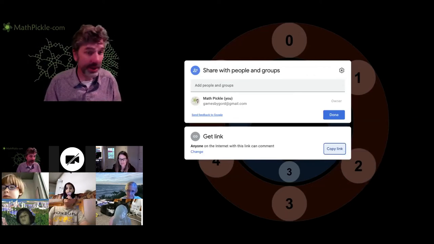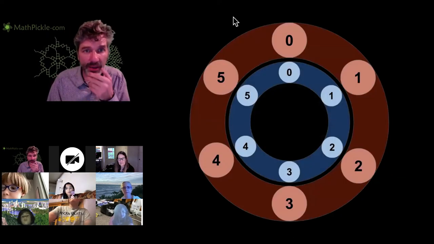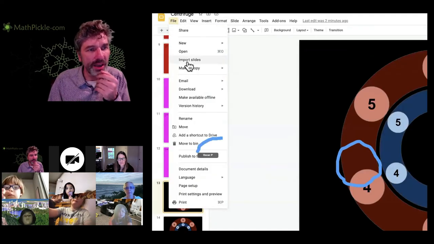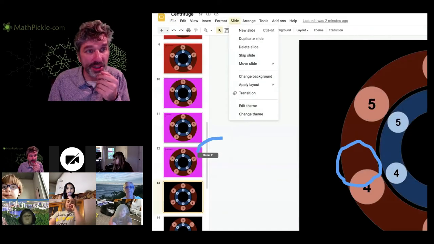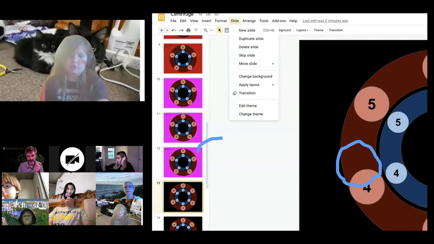There we go. So again, you will not be able to copy this. You will not be able to write on this presentation. Instead, what you have to do is go up here, go to file, make a copy, entire presentation. That's how you're going to get a copy of this. You can only do this if you have a Google account.